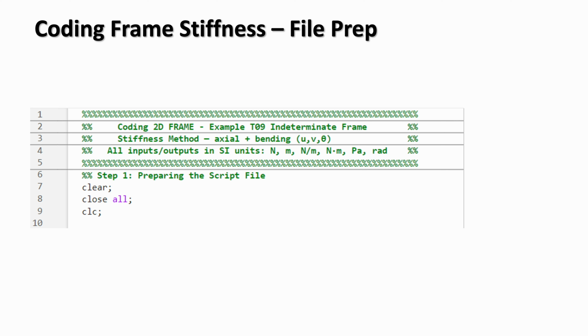So at this stage, we clear the workspace, close any open figures, and clear the command window. This prevents old variables or previous plots from interfering with a new analysis. We also add a header to the script to label the example and the units used, which is useful when you build up a library of analysis files later on.